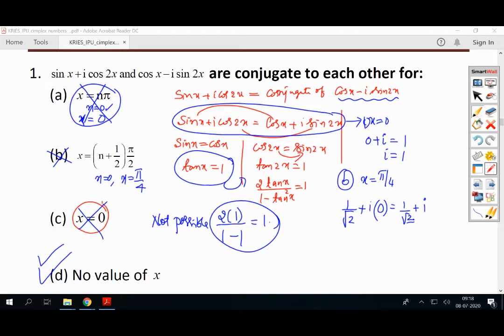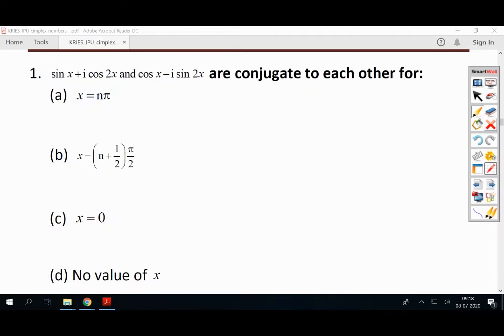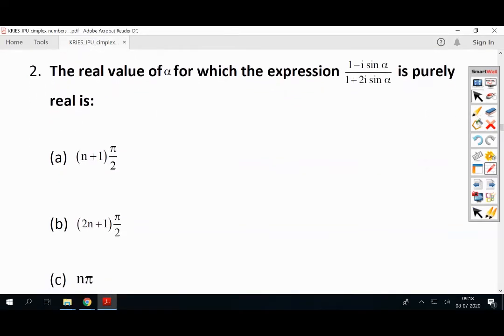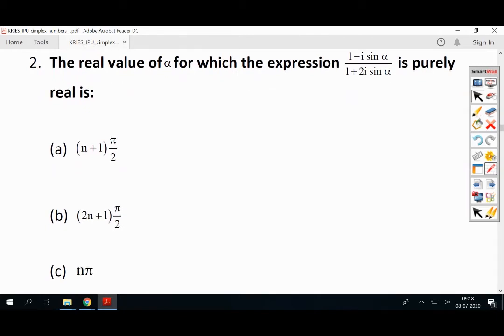What is the second question? It is the real value of alpha for which the expression is purely real. So now the complex number z is given by z equal to (1 minus i sin alpha) divided by (1 plus 2i sin alpha). I will bring it to the standard form.